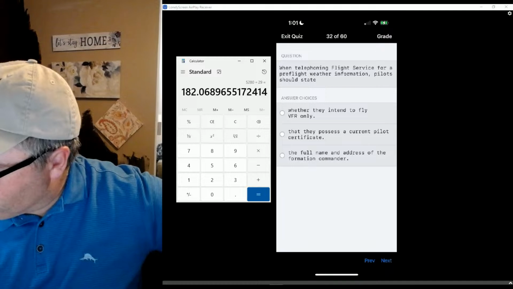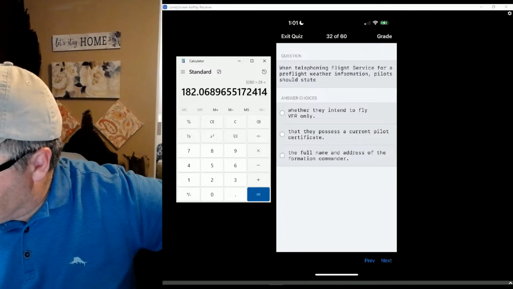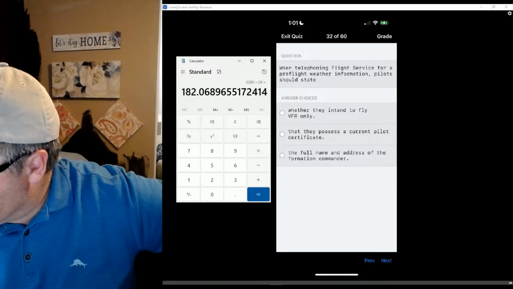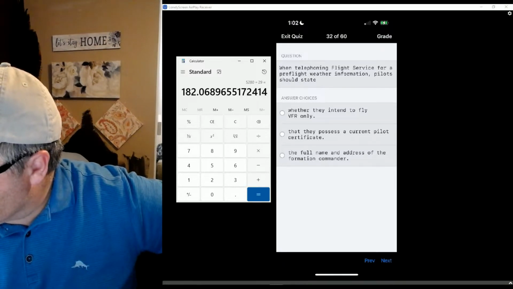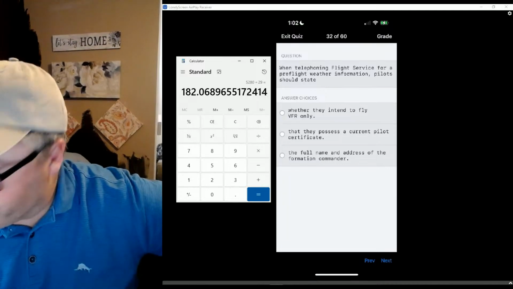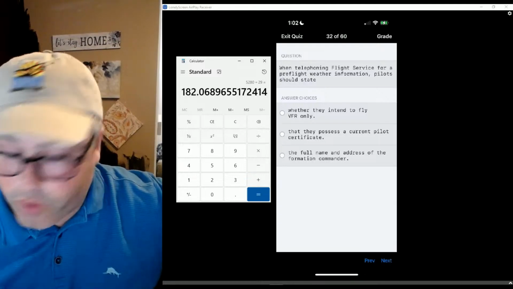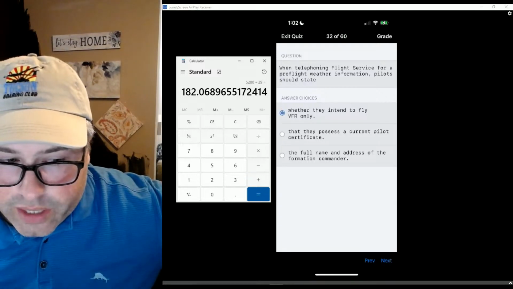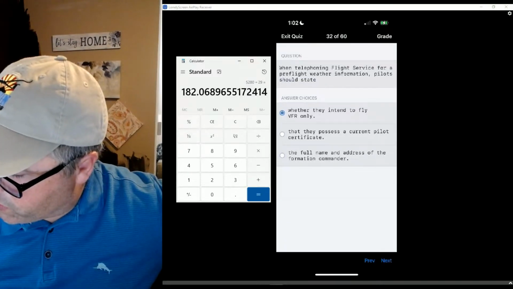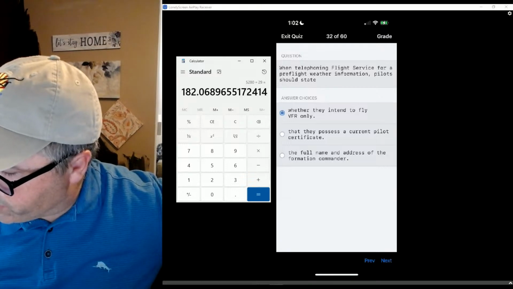When telephoning flight service for a pre-flight weather briefing, the pilot should state whether they intend to fly VFR only, that they possess a current pilot certificate, or the full name and address of the formation commander. What the heck is that? Whether they intend to fly VFR only. They're going to ask you what type of flight it is. If you don't say that you're going to fly VFR, they're going to ask you, because they will read it from a VFR standpoint as opposed to an IFR standpoint.